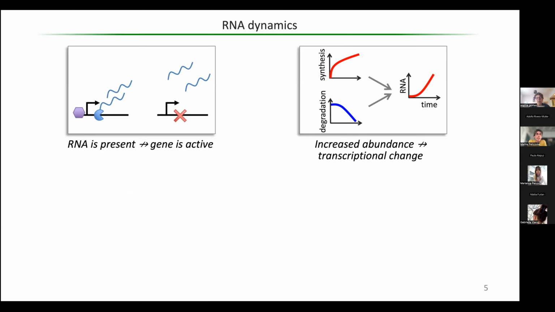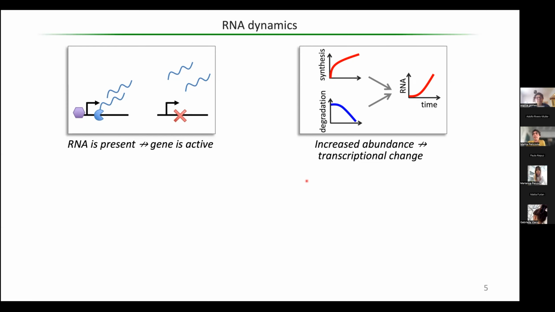So RNA dynamics, what do we mean by that? The general concept is that even though you can find RNA molecules from a population of cells, this does not automatically imply that the corresponding gene is actually active, as is typically assumed. Maybe the gene in the meanwhile has been silenced, maybe epigenetically, and the RNAs are still floating in the cells.